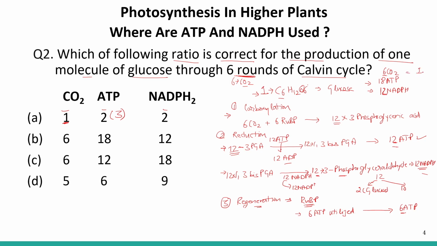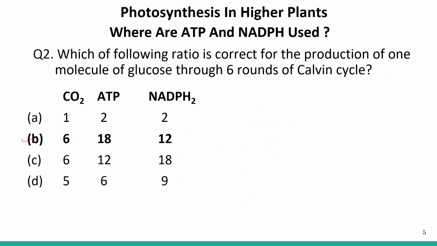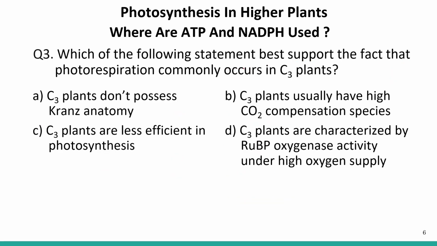So for 1 carbon dioxide, how much ATP will be utilized? 3 ATP and 2 NADPH. Okay, so this option is not correct. Second, 6 carbon dioxide, 18 ATP and 12 NADPH. So this is correct. I've shown you how this is correct. 6, 12 and 18 is also not correct, and then this is also not correct. So what should be the answer? Option B is the correct answer.